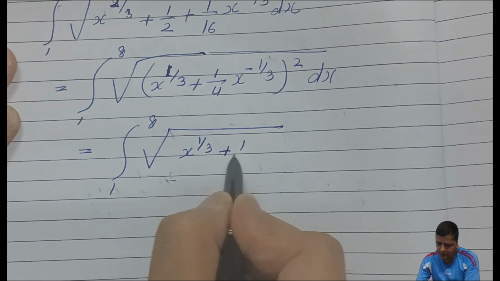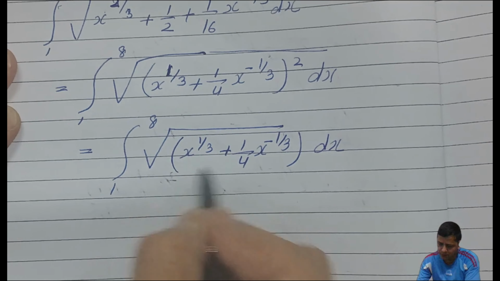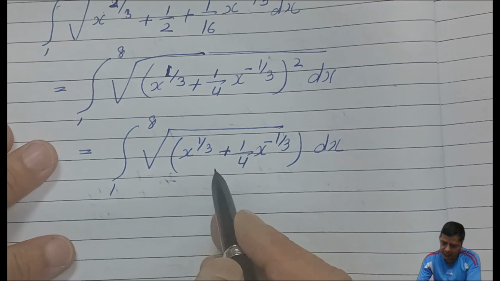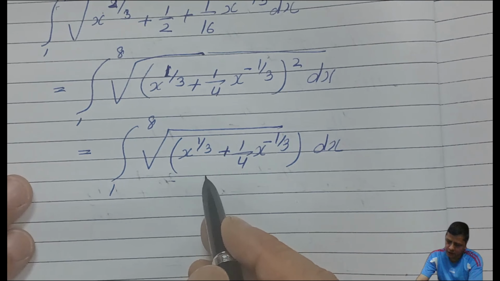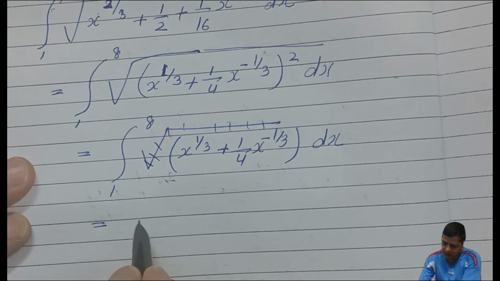It becomes x to the power of 1/3 plus 1/4 x to the power of minus 1/3 whole dx. So this whole thing became again in the form of, let's say, (a + b) whole square. That's why now what we can do is remove the root. Yes, we remove the root. So obviously when you remove the root, the square goes off. So now we can go for integrating it.